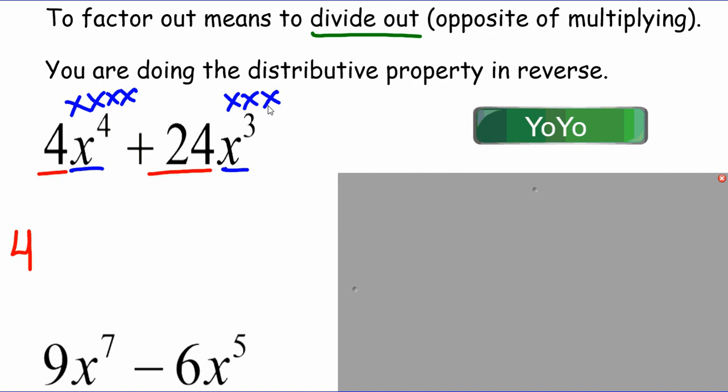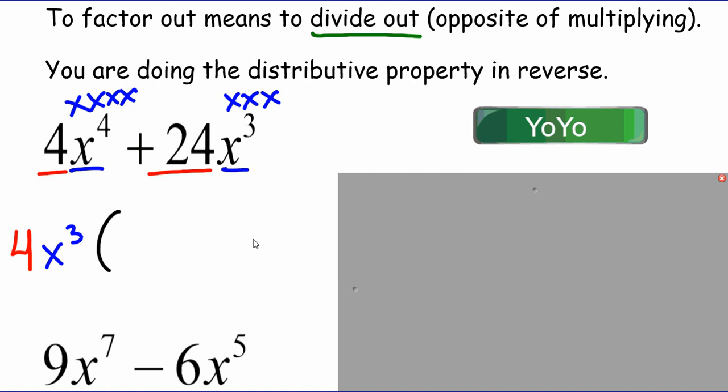Imagine you're hanging out with a group of friends on the weekend, and one of your friends only has $5. Are you going to do something as a group that costs like $8? Probably not, because you're not going to want to leave them out. Similar thing goes on with the variables here. This only has 3 x's, so I can only divide out at most 3 x's.